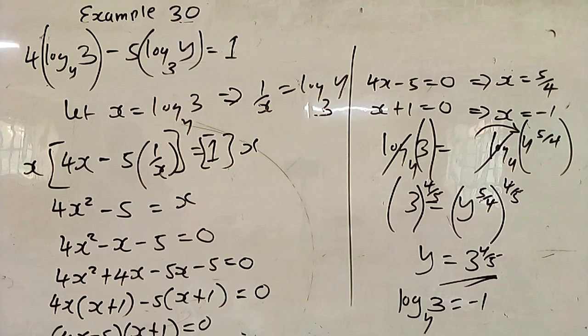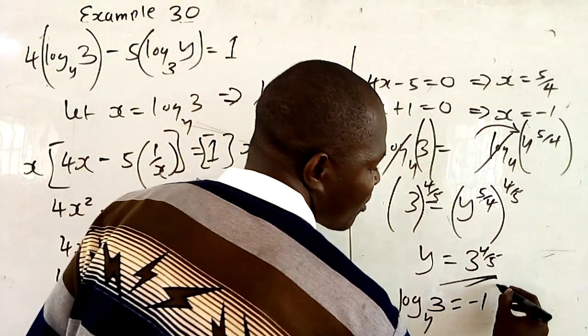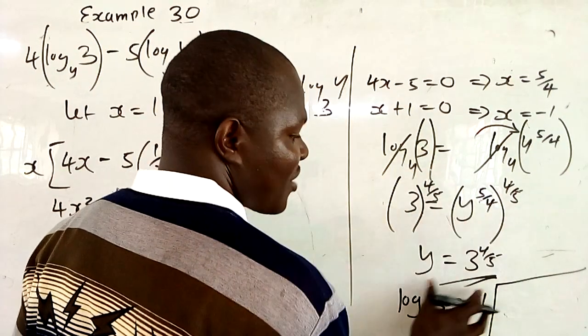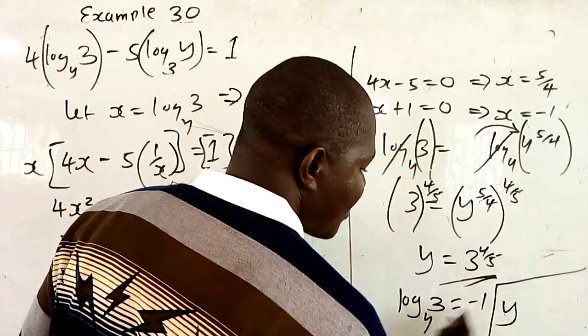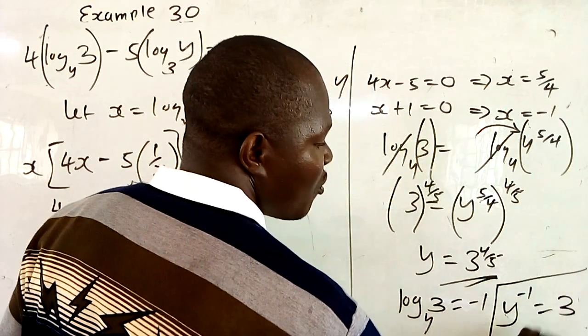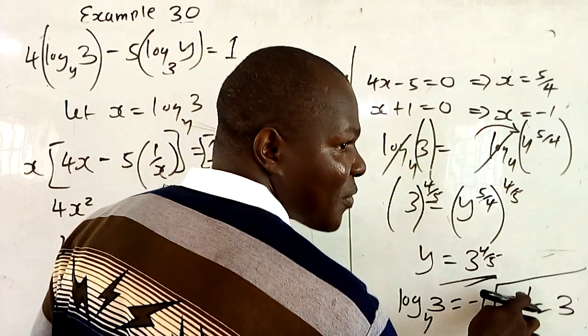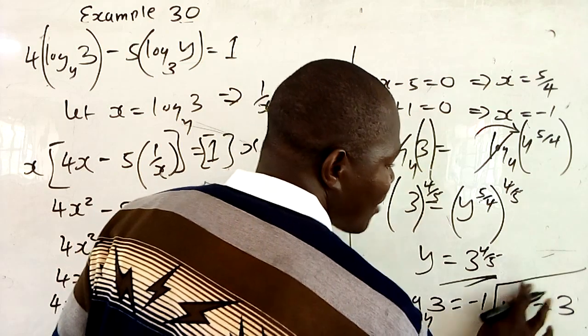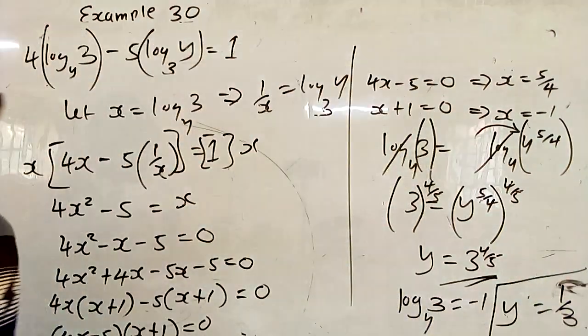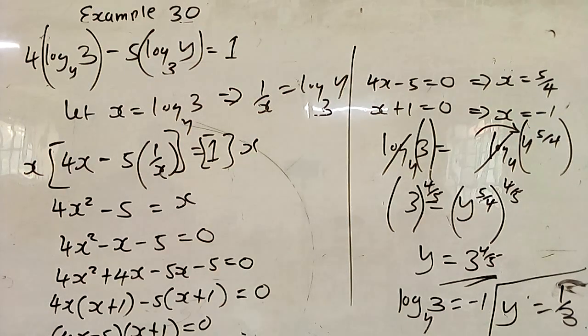y is the base, negative 1 is the index. So if I solve this with the definition, this one I solved with the law, isn't it? If I solve this by definition, y is the base, negative 1 is the index, 3 is the corresponding number. Then you raise both sides to the power of negative 1 to get y, isn't it? Then you get y is 3 raised to negative 1. 3 raised to negative 1 is 1 over 3, isn't it? Good. So you can either solve it by the definition of logarithm or by using the law.